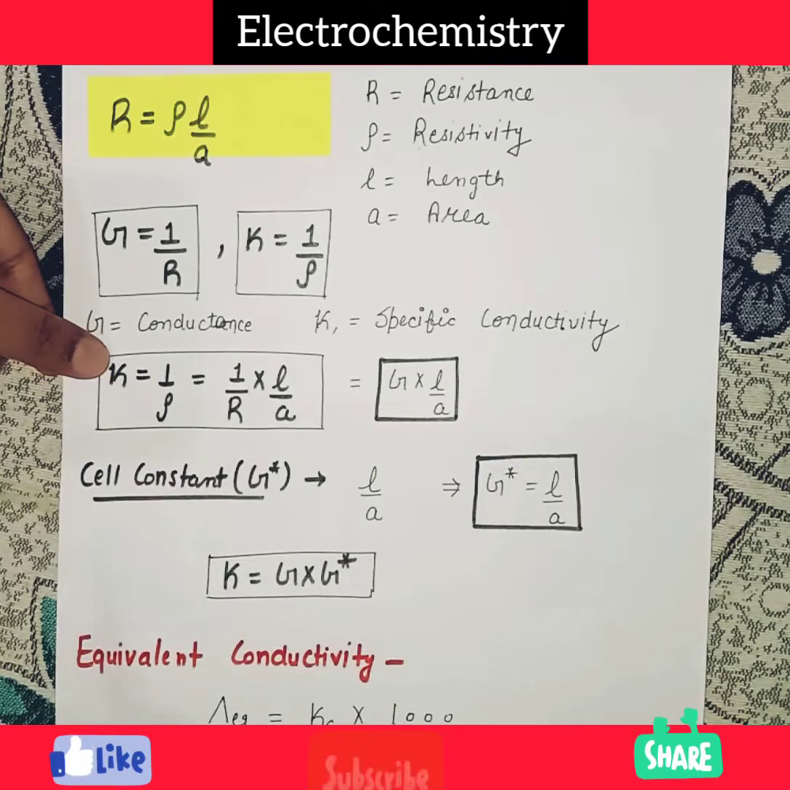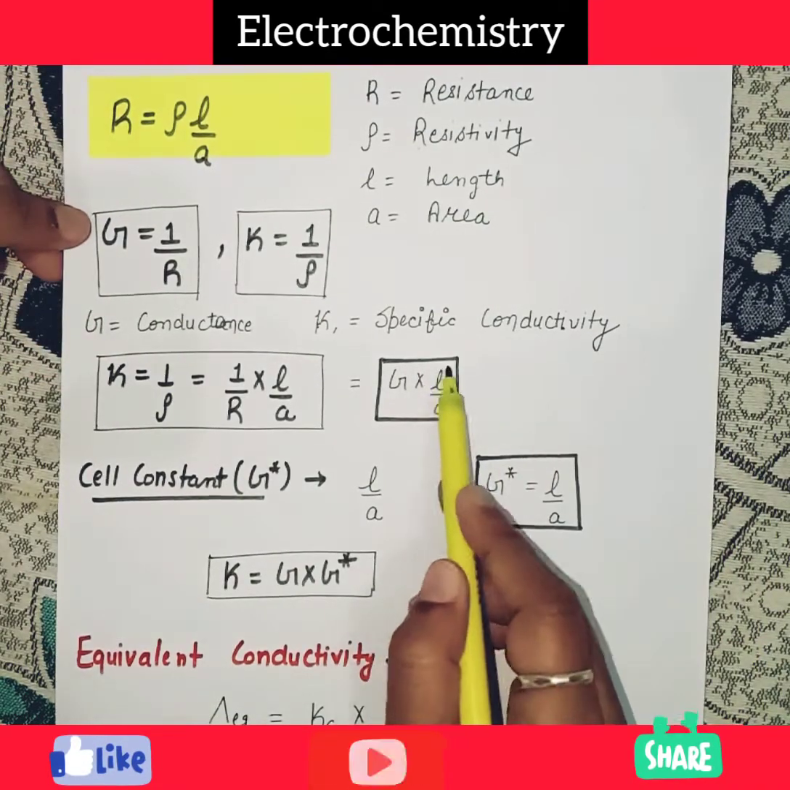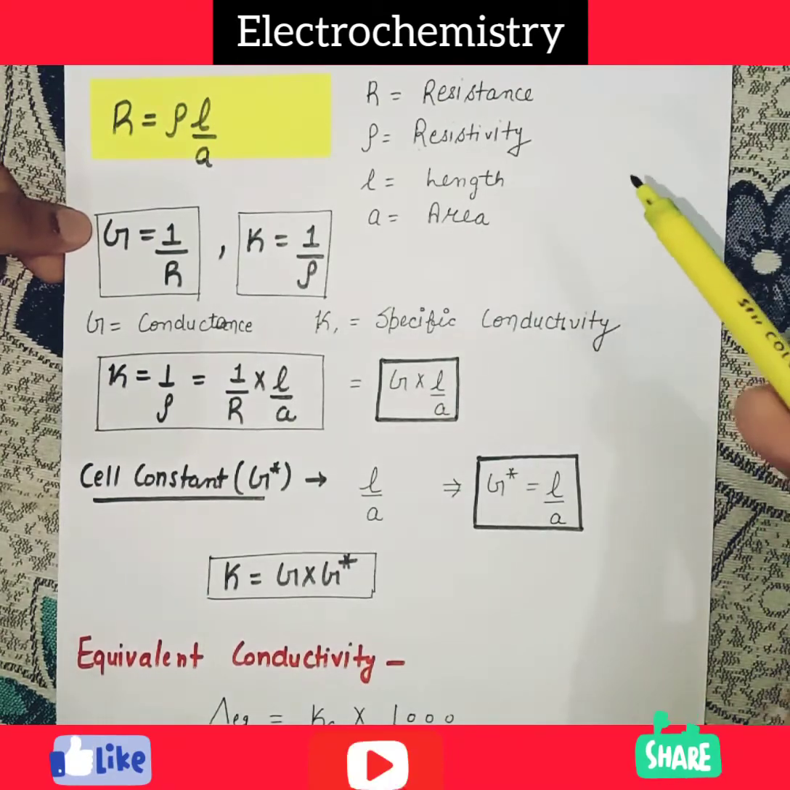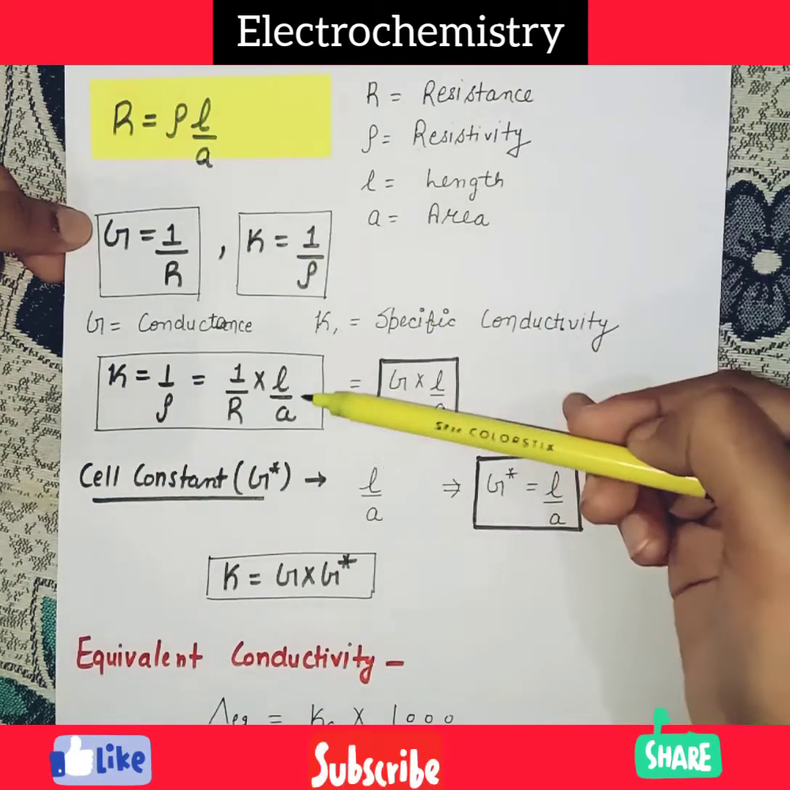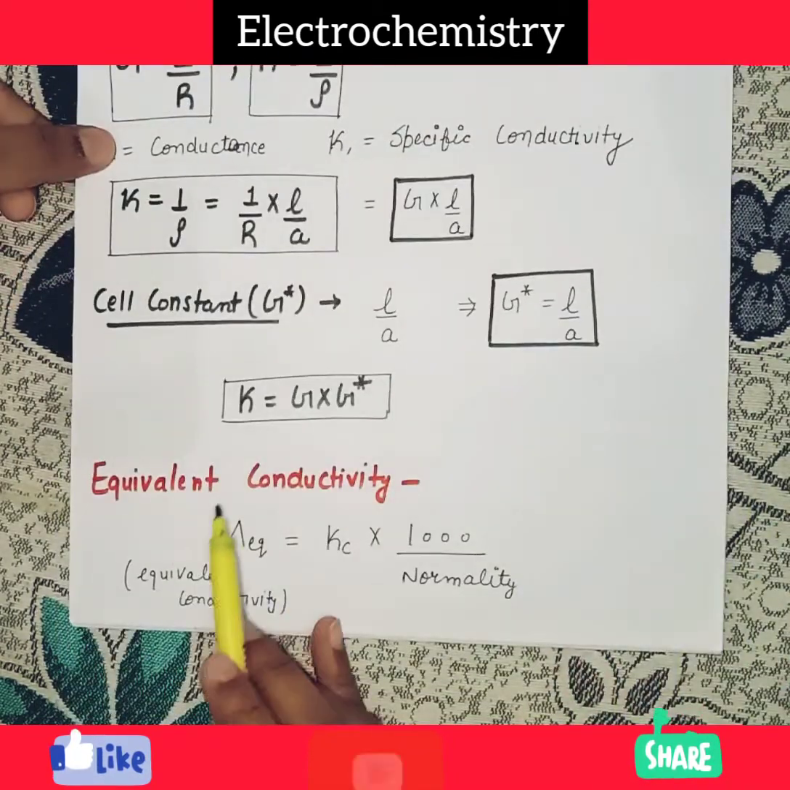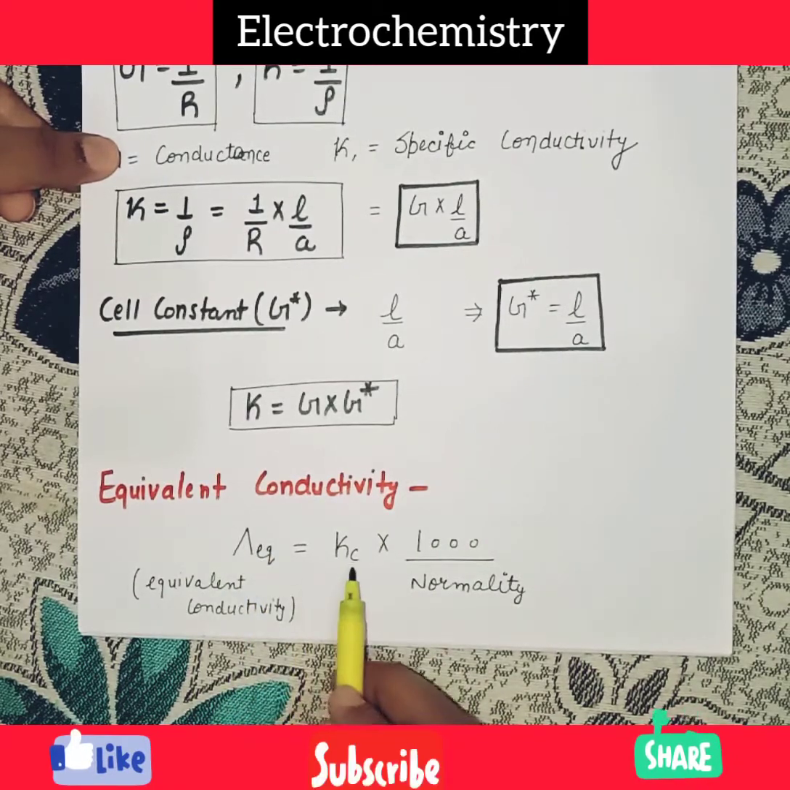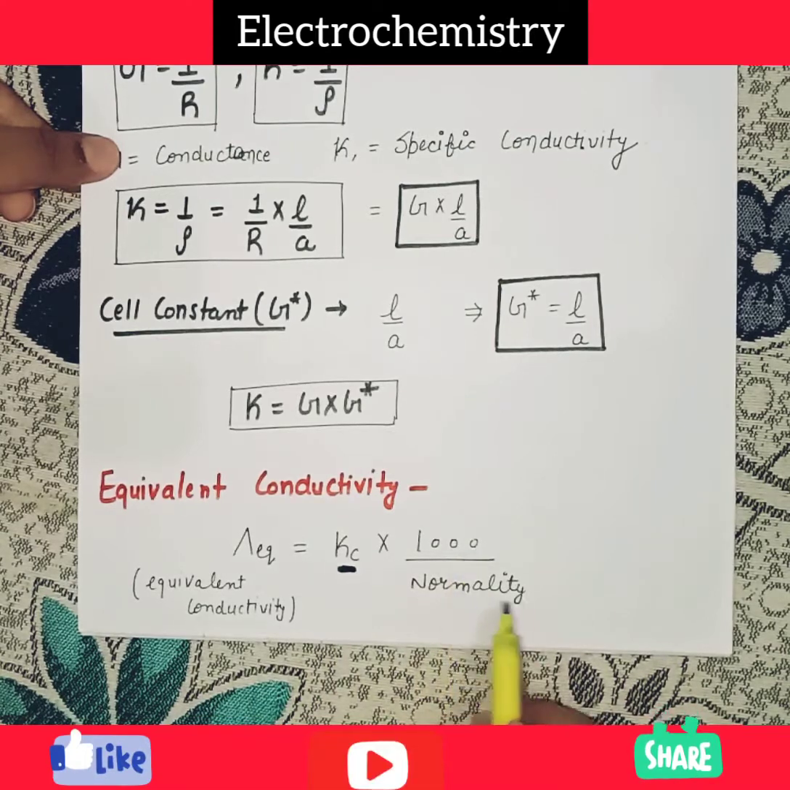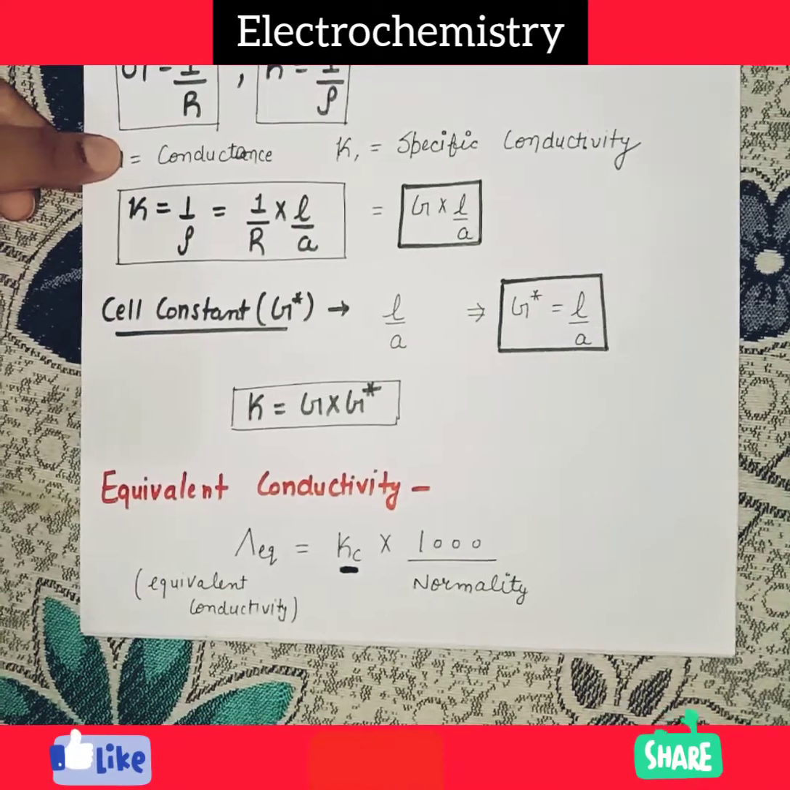So guys, in any competitive exam, the questions are related to all these, where two things are given and one we have to find out. So you have to derive the relation by putting values into each other's formulas. Another is equivalent conductivity. This is equivalent conductivity and it is equal to specific conductivity into 1000 upon normality. This is the formula of equivalent conductivity.